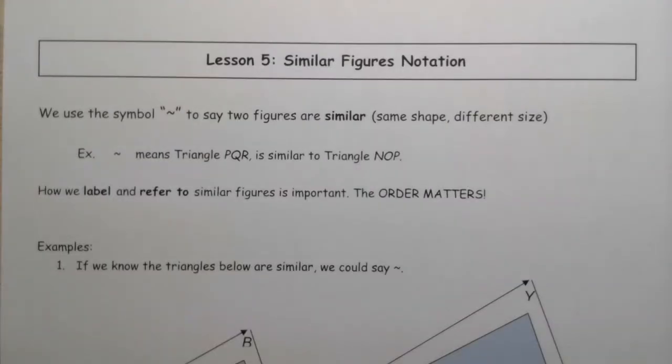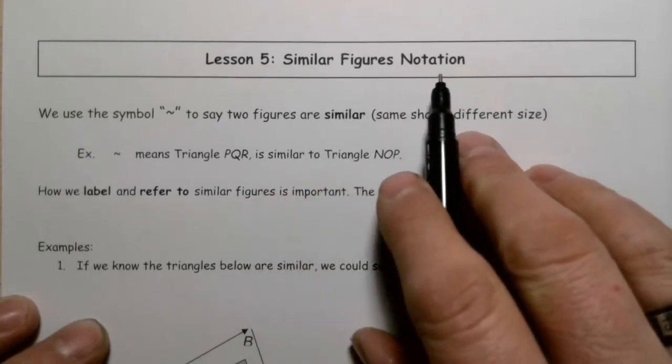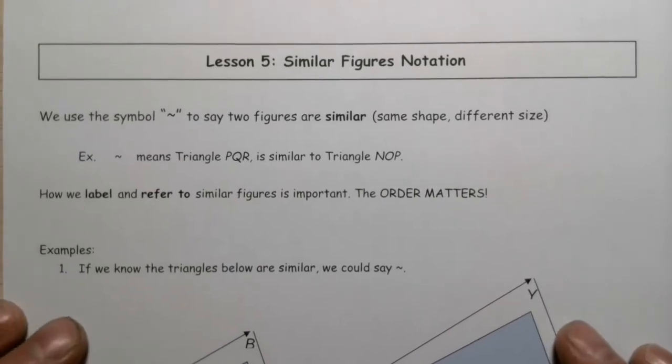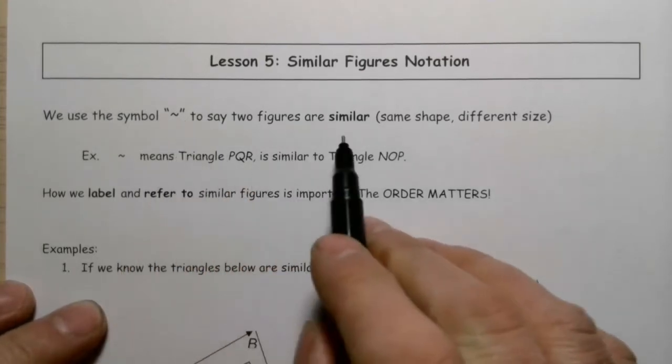Hi everybody. In this video, we're going to look at similar figures, but specifically the notation. In the last couple of videos that deal with similar figures, I have wanted to use this symbol. In fact, I kind of had to resist using it until we were specifically going to talk about it. So this little symbol here means the two figures are similar.